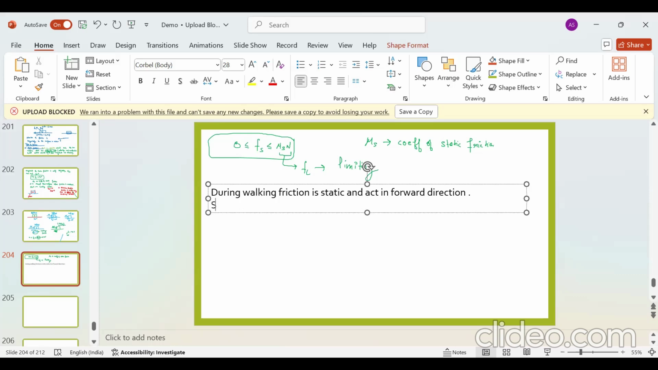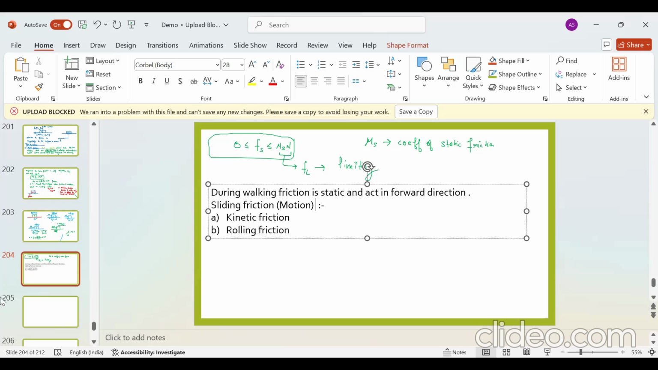Now after this, write down. Next is sliding friction. Sliding friction has many types. First is kinetic friction. Next is rolling friction. Sliding friction means simply motion. An object is in motion. Any doubt?